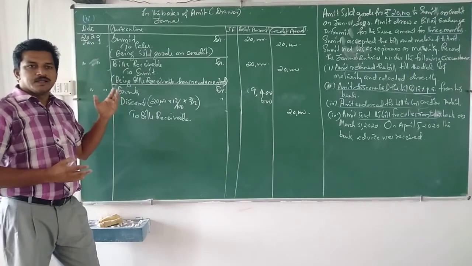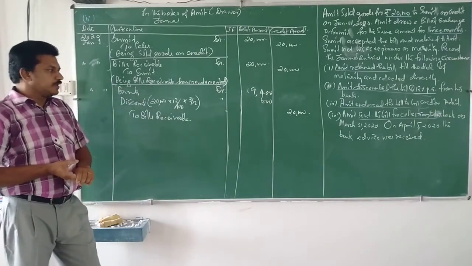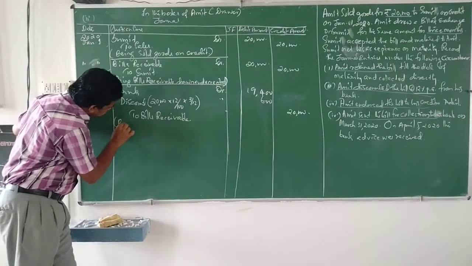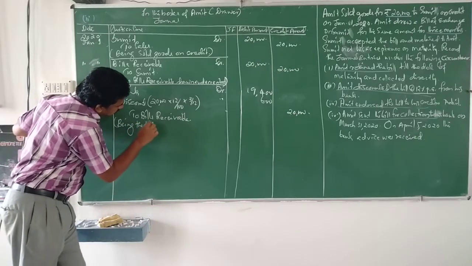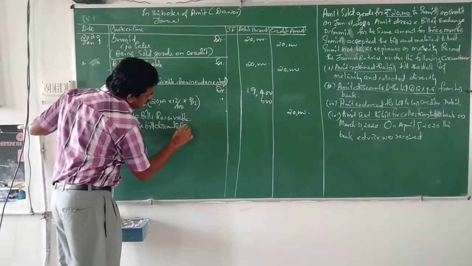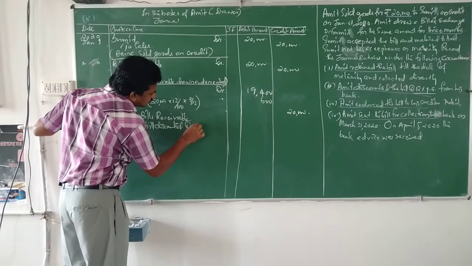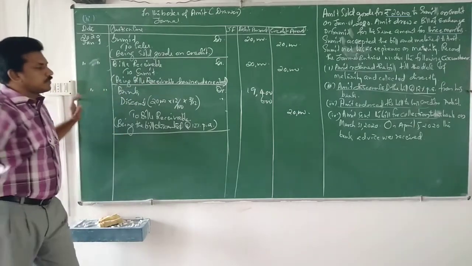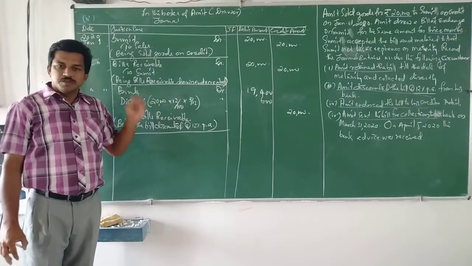Okay, so that is the case of discounting of bill. So we can write the journal entry, with the narration being the bill discounted at the rate of 12% per annum. Okay, so this is the case when the bill is discounted.